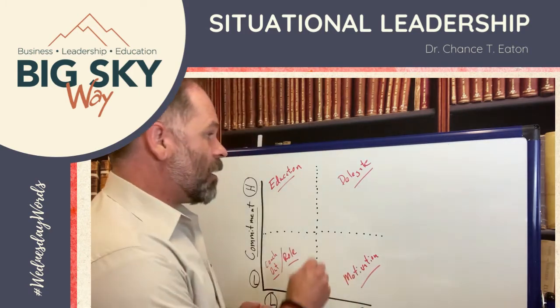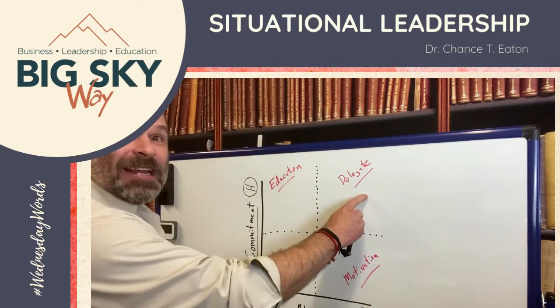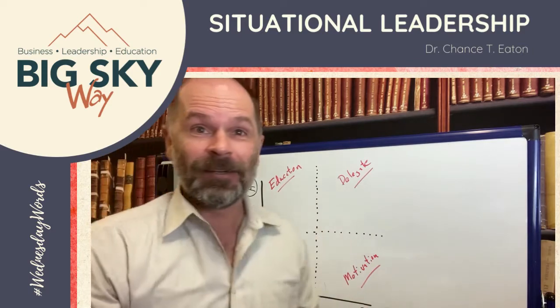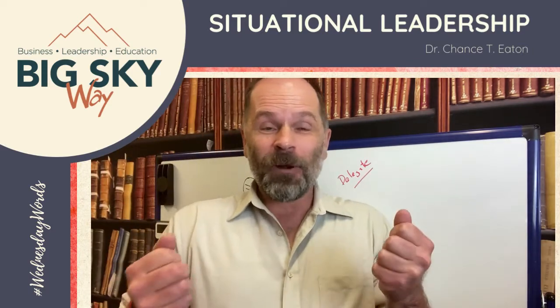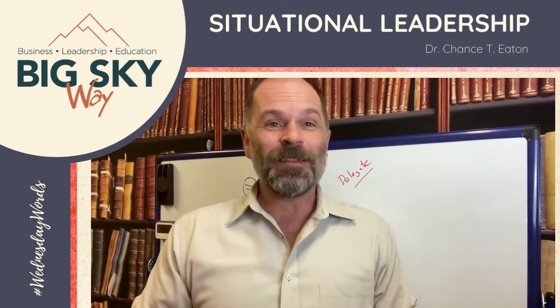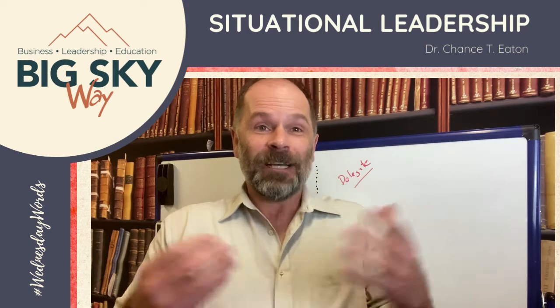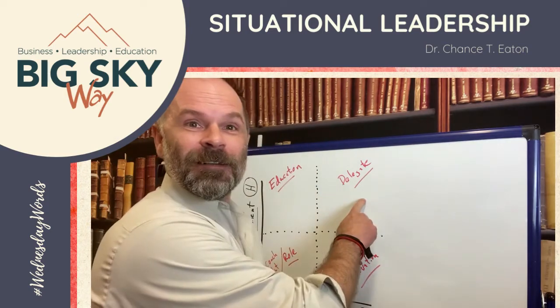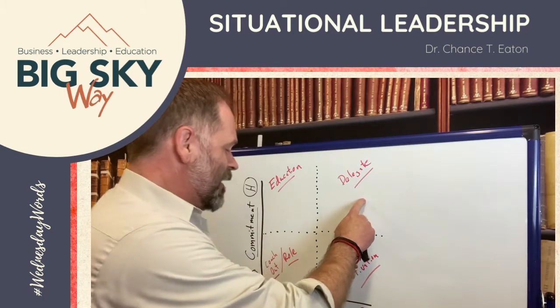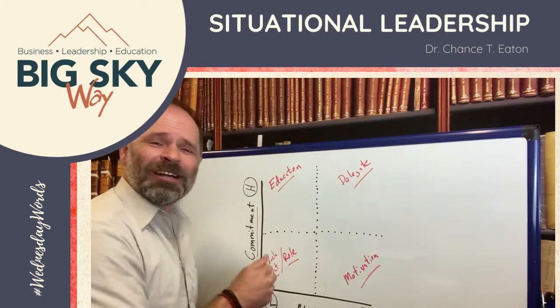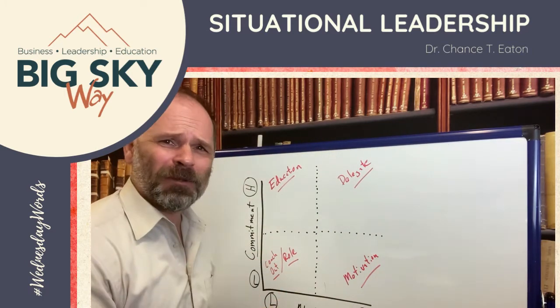Now, what if they have high ability and high commitment? Delegate, right? A high performer hates being micromanaged. The best thing you can do is delegate. Let them loose. They hate being micromanaged. And then the dreaded spot, the dreaded low ability and low commitment.